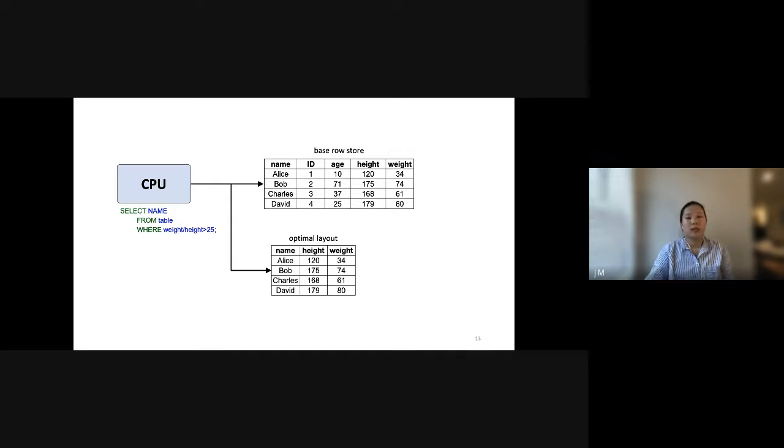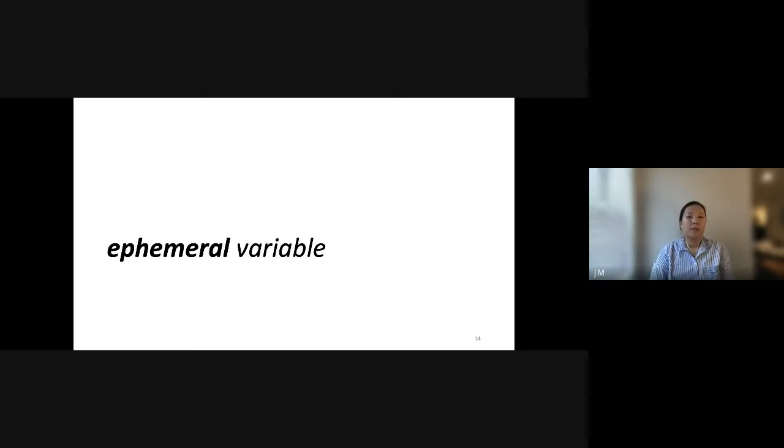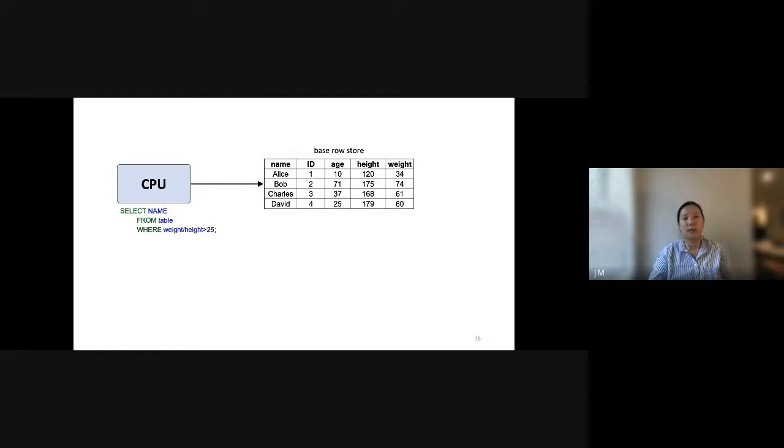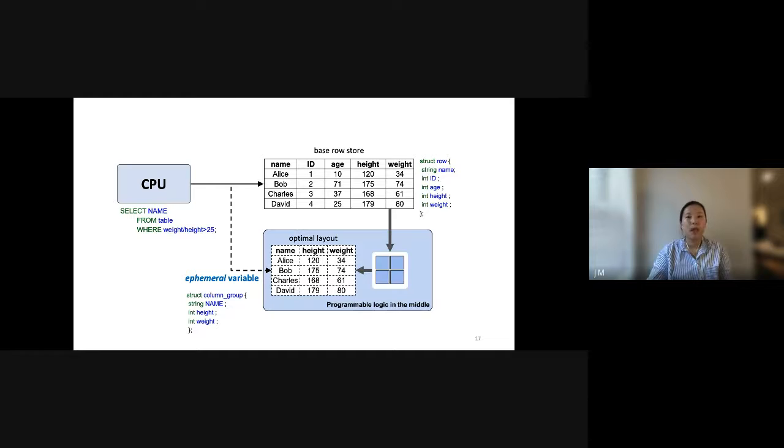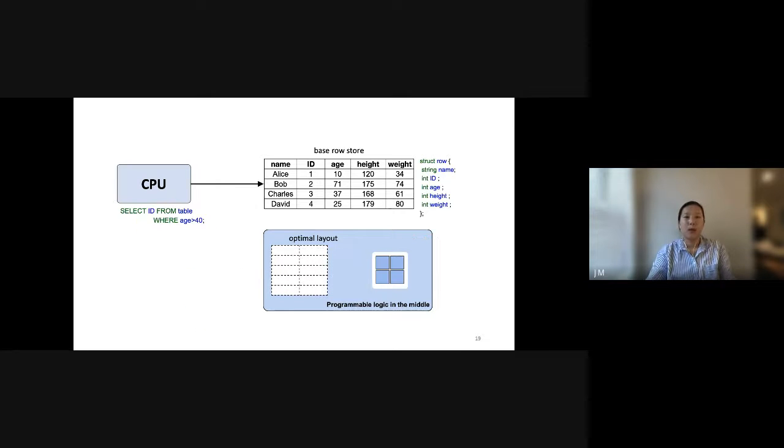So in order to generate the optimal layout for each query with no extra memory footprint, we introduce the ephemeral variable. The ephemeral variable is a special type of variable that is never instantiated in memory. Instead, upon accessing such a variable, the underlying machinery is set in motion and generates an on-the-fly projection of the requested columns according to the format that maximizes the data row quality. So when a new query comes, the ephemeral variable is newly created on the fly.